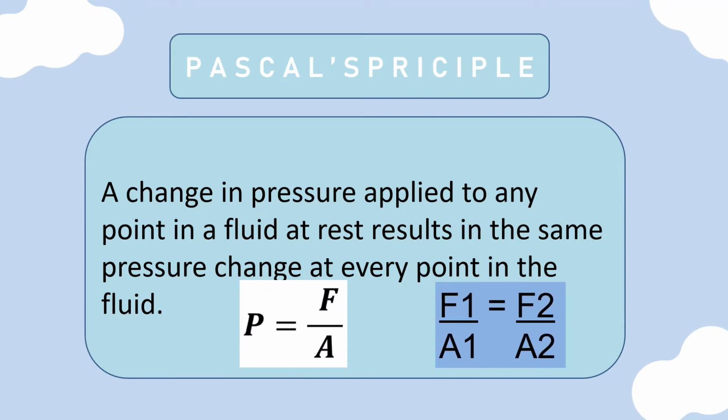So let's continue to Pascal's principle. Pascal's law is a principle in fluid mechanics given by Blaise Pascal that states a change in pressure applied to any point in a fluid at rest results in the same pressure change at every point in the fluid, meaning that pressure at X and pressure at Y is just the same. The formula of pressure is force over area. So as we can see, F1 over A1 is the same as F2 over A2, meaning that the pressure at one point is the same as at another point.